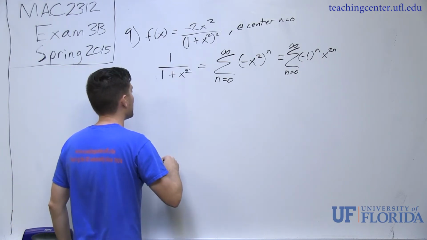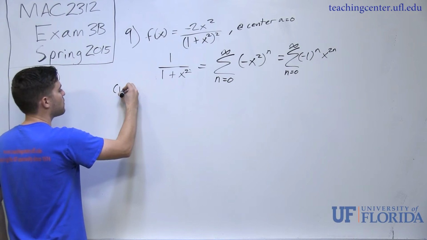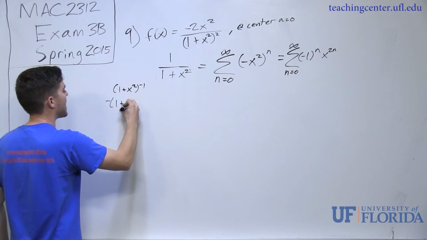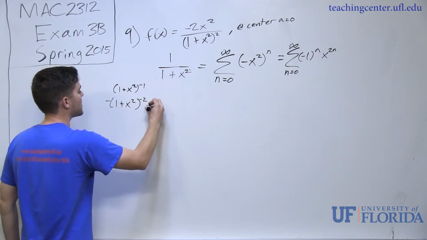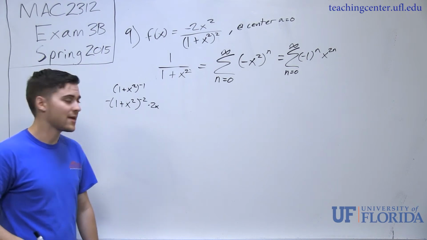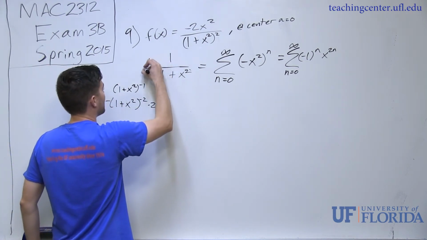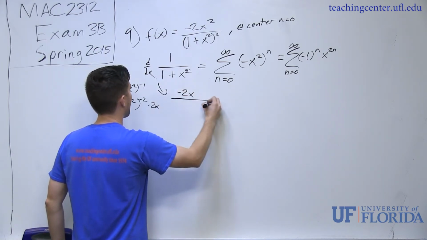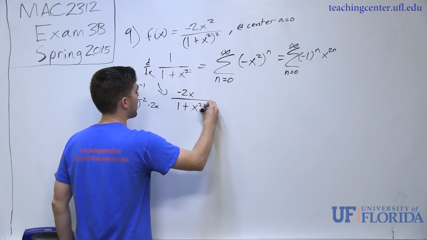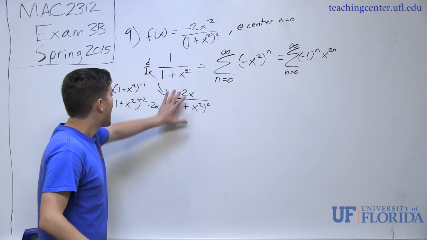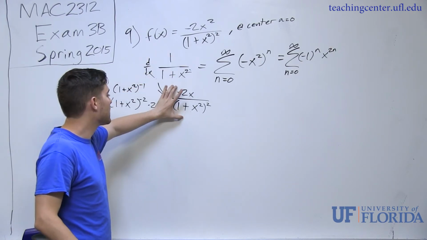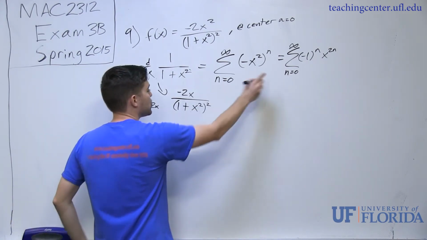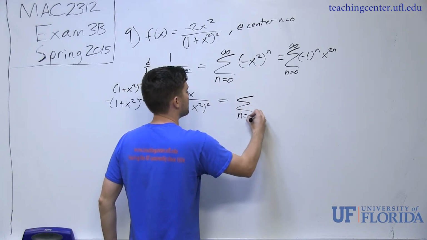So I'm going to differentiate this, off to the side here. I have (1 plus x squared) to the negative 1. The derivative is negative 1 times (1 plus x squared) to the negative 2 times 2x. So the derivative gives me negative 2x divided by (1 plus x squared) quantity squared. And if I differentiate the left-hand side and get this, I should be able to just differentiate my power series, and that should be a representation of this function.